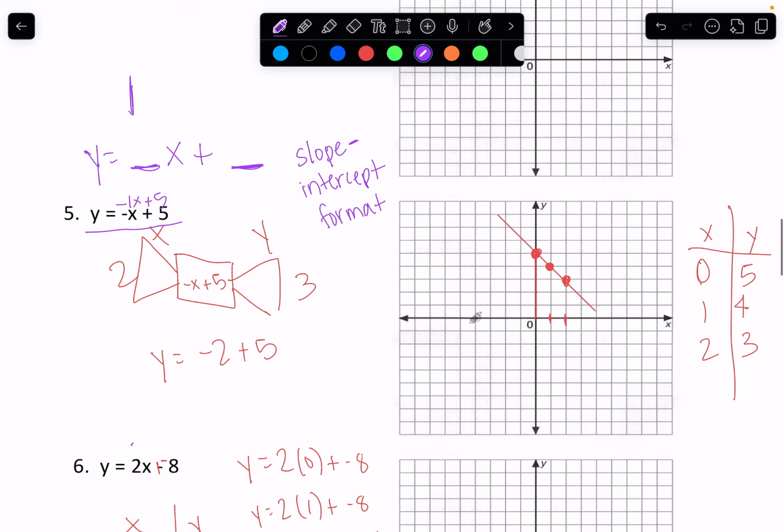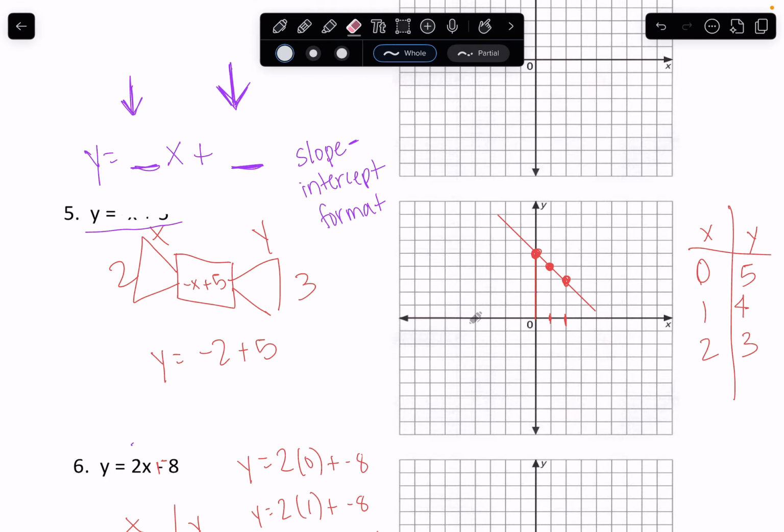this right here is going to be your slope, and this right here is going to be what we call your y-intercept. What does intercept mean? Intercept means where it goes across. Think of like intersection, right? Where it hits the y-axis, okay?